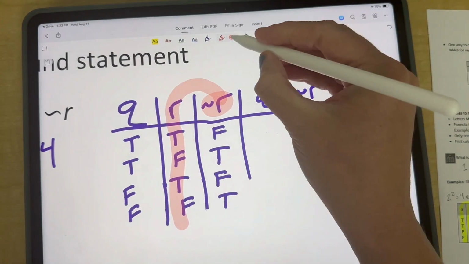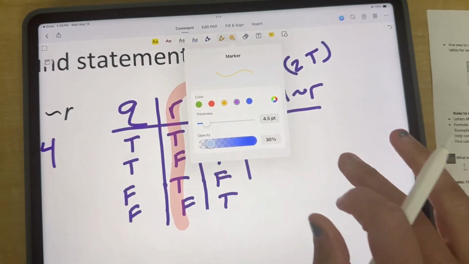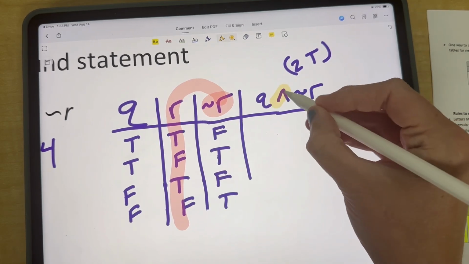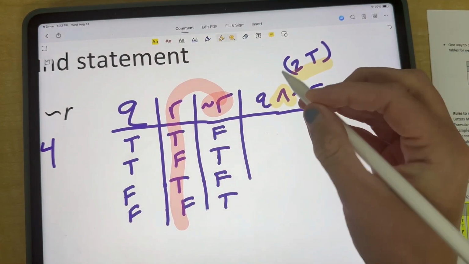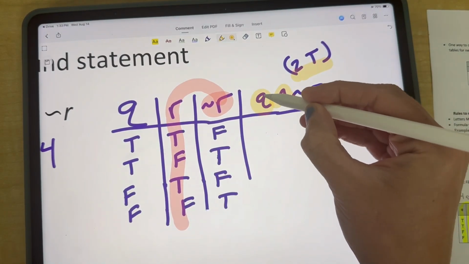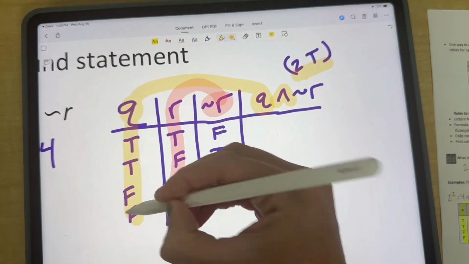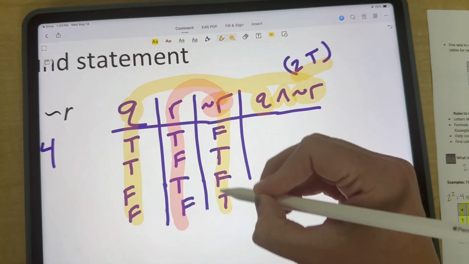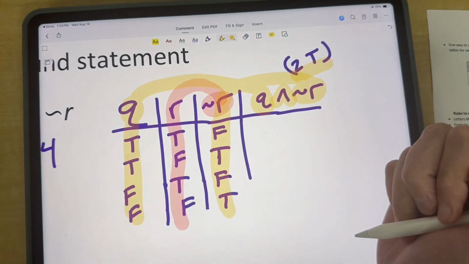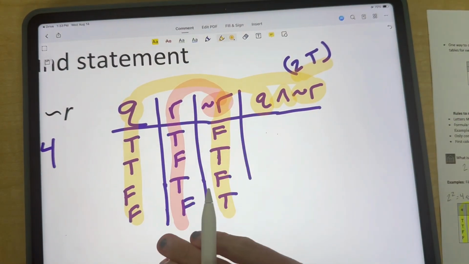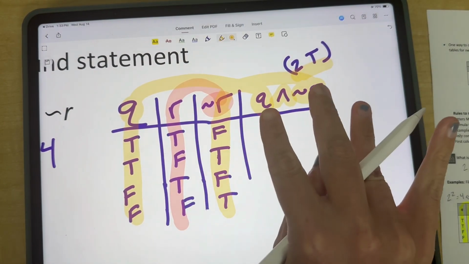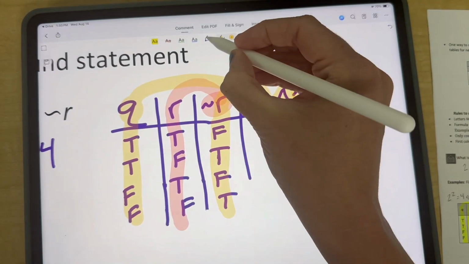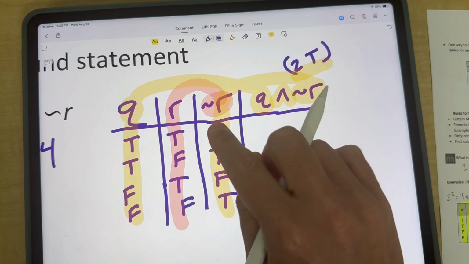Okay, grab a different highlighter. For our final statement, what do we want? We have an and, so it needs 2 trues. And the and is using only Q, so this column, and the not R column. So this one right here is the one that one wants to use. So we're not using the red at all anymore. We are only using things highlighted in yellow.